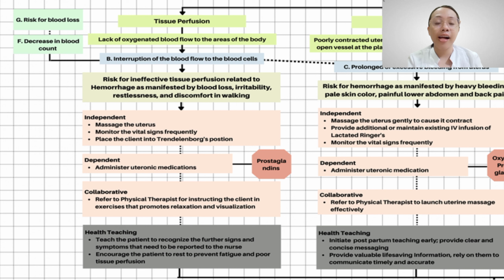So now for the health teaching, first things first is we need to encourage the patient to adopt lifestyle behavior to improve blood flow, such as minimal exercises. Next is to teach the patient to recognize further signs and symptoms that need to be reported to the nurse. Lastly is to encourage the patient to take rest to prevent fatigue and poor tissue perfusion.